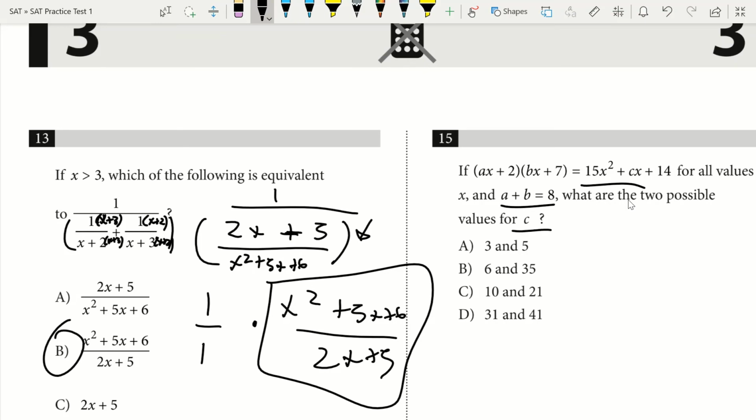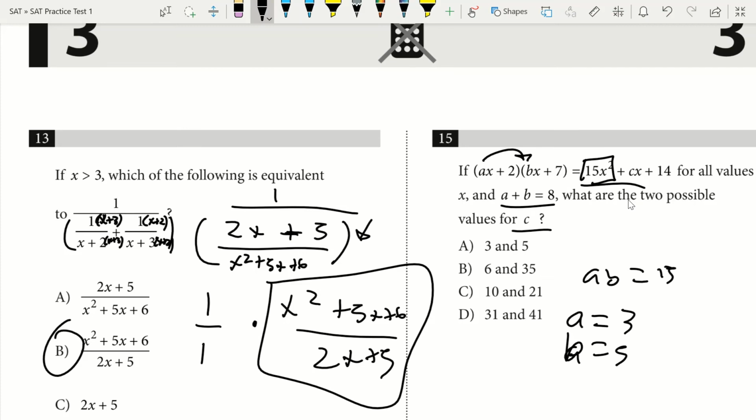All right, well, I know that a times b has to equal 15 because I have this 15x squared, and I know that a gets multiplied by b to get me abx squared. X squareds cancel, I get ab equals 15, and I know a plus b equals 8, so two obvious terms will come to mind. It's going to be a equals 3, and then b equals 5. They equal 15 when they're multiplied, and they add to 8.